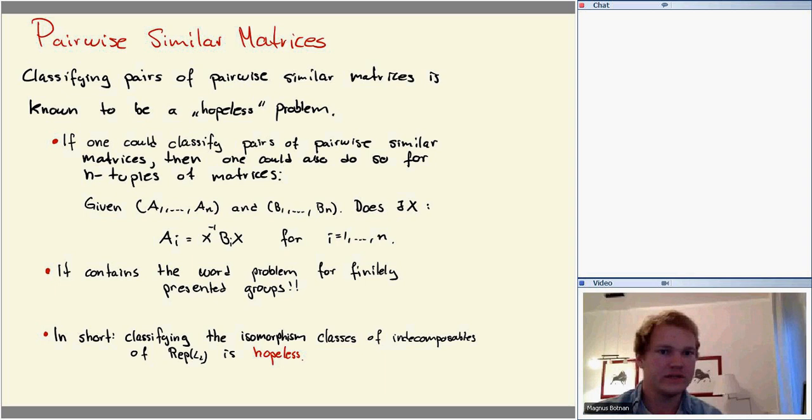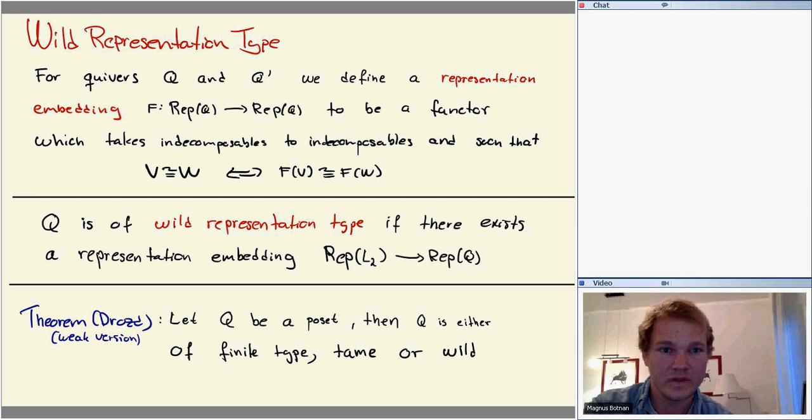In short, given all this, classifying the isomorphism classes of indecomposables is pretty much hopeless, because then you would be able to solve these other problems as well. I've studied these problems forever, and it's just not possible. Then, the prototype of what it means to have wild representation type is a hopeless problem.